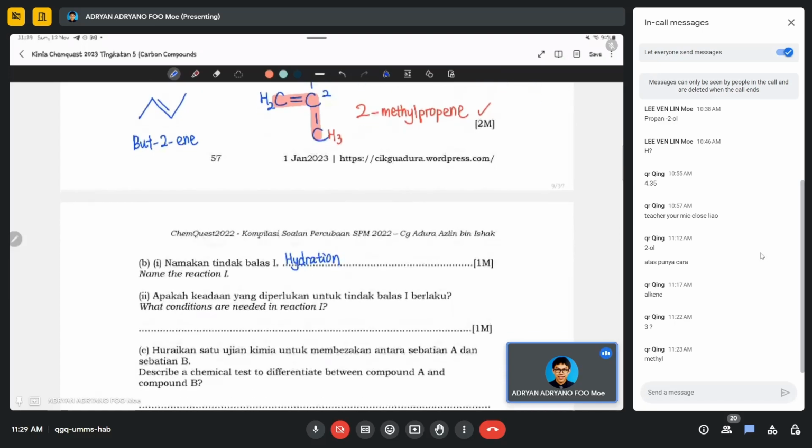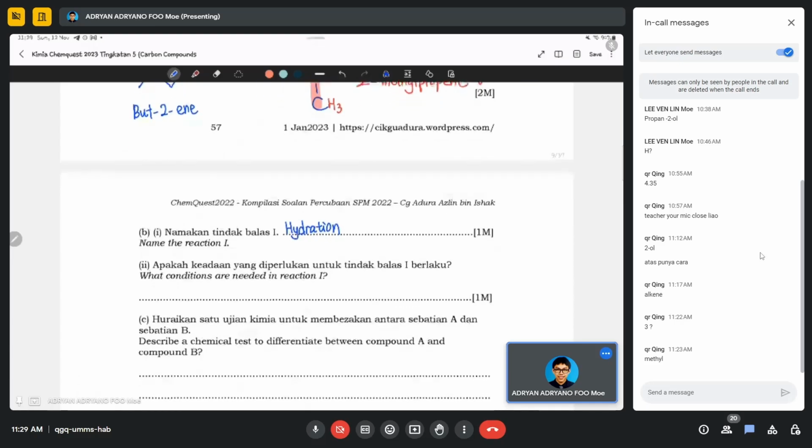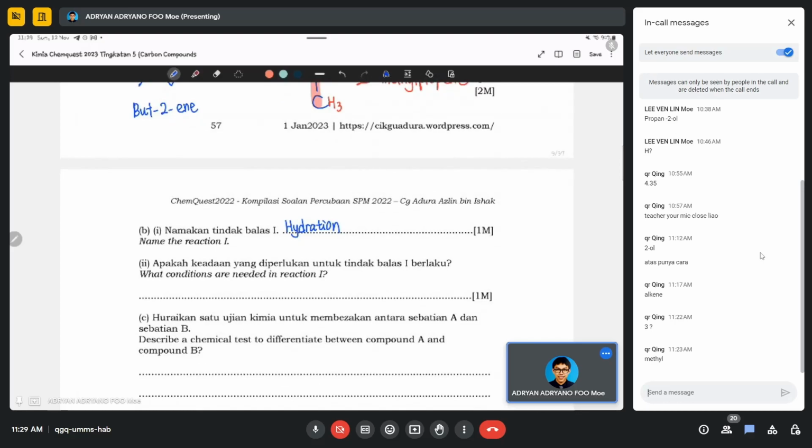Okay, so what conditions are needed for the reaction? For alcohol, what condition do you need to write? You need to write all three: 300 degrees Celsius, and then you must add H3PO4, phosphoric acid, as a catalyst, and it must be at 60 atm. You write these three conditions because the question says "what conditions". If the question says "state one of the conditions", then you can write just one. But now it says "state the conditions", so all three you must write. Okay?